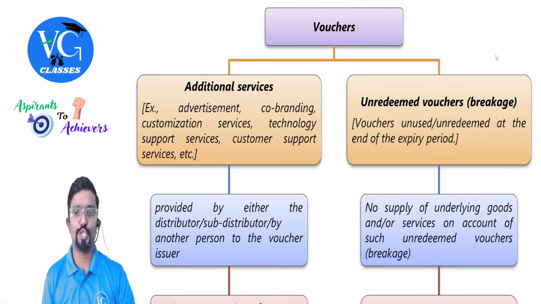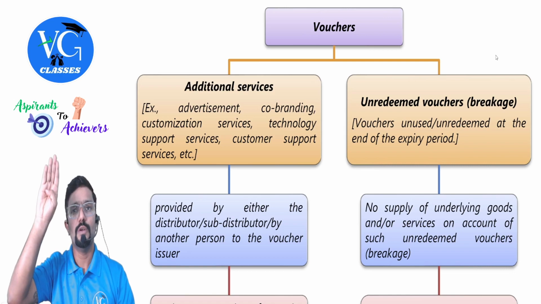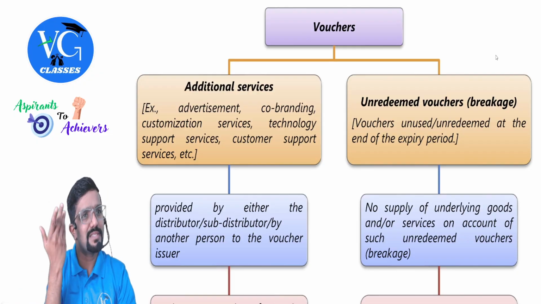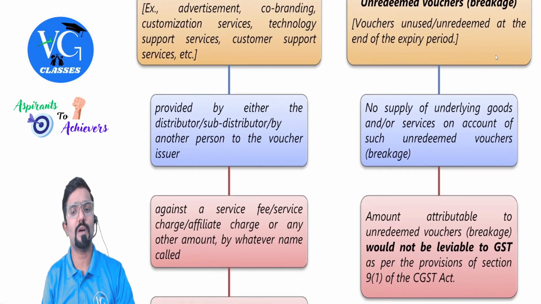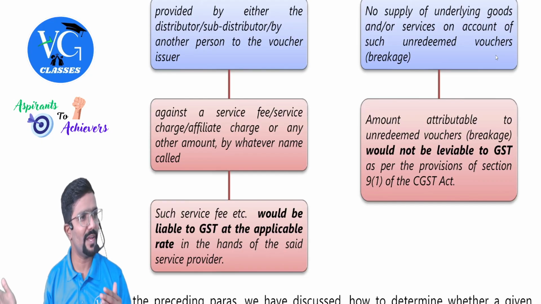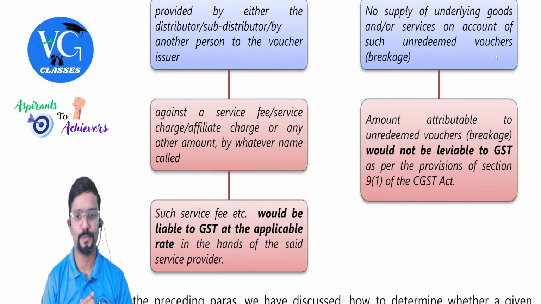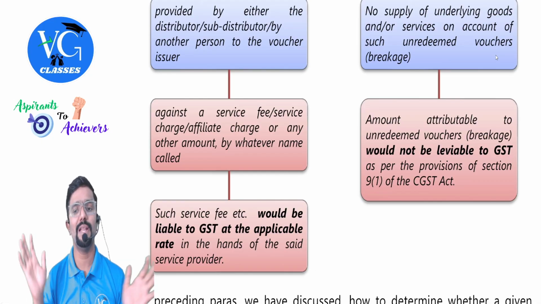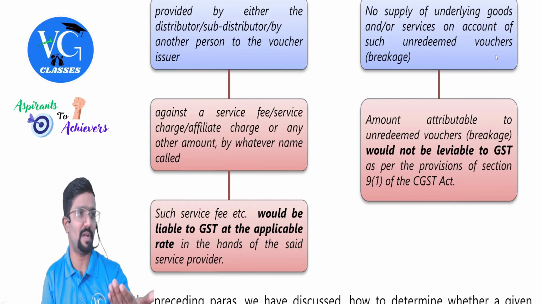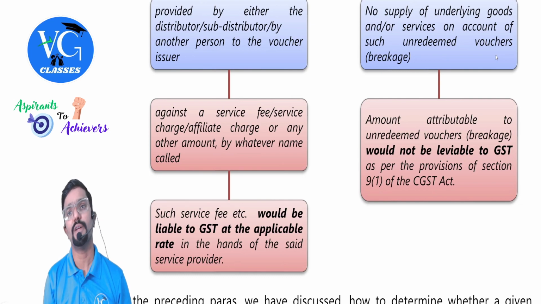Unredeemed vouchers, breakage. Vouchers unused or unredeemed at the end of the expiry period. For example, Reliance had given me a voucher which I have to use within 1 month. Now at the end of 1 month, I have not used it. So the voucher becomes useless? Yes. No supply of underlying goods or services on account of such unredeemed vouchers. Breakage means simple, guys. There is no supply of goods also. There is no usage of voucher also. Amount attributable to the unredeemed voucher, that is breakage they also call it, would not be liable for GST as per section 9. Sir, what is section 9? Which we will be learning in the next chapter, guys. Actually, section 9 is a charging section for GST.